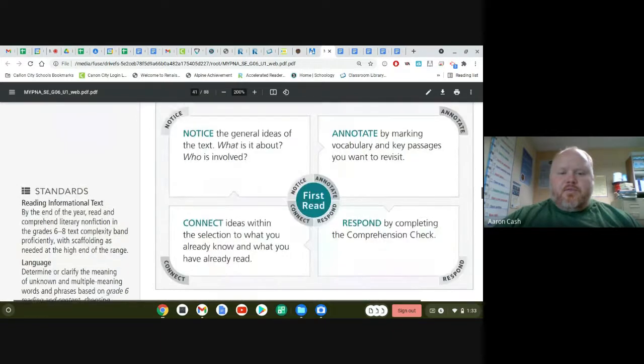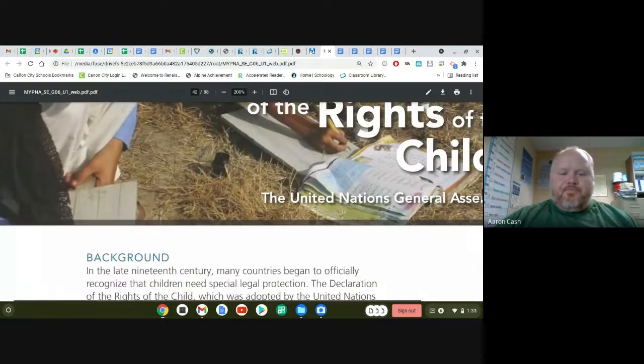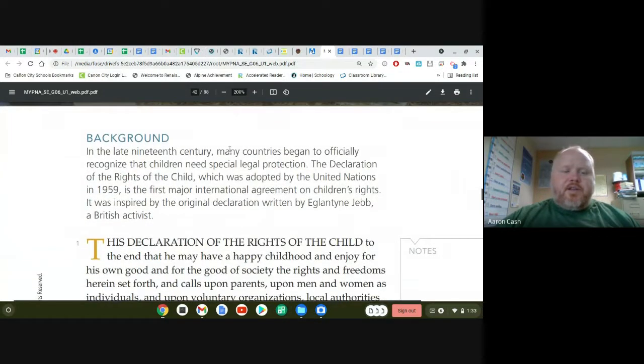So if we scroll down to the beginning of this document, we get some background information. It says, in the late 19th century, many countries began to officially recognize that children need special legal protection. The Declaration of the Rights of the Child, which was adopted by the United Nations in 1959, is the first major international agreement on children's rights. It was inspired by the original declaration written by Eglantyne Jebb, a British activist.